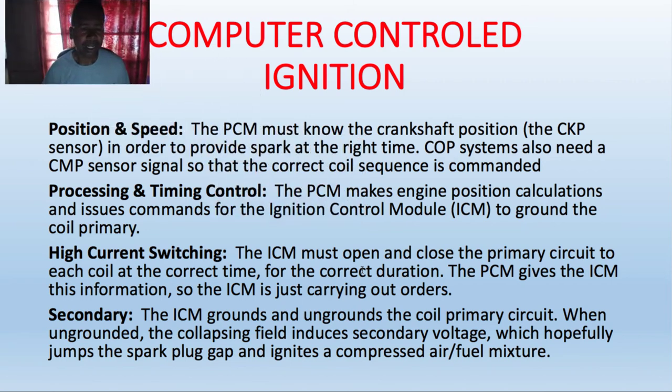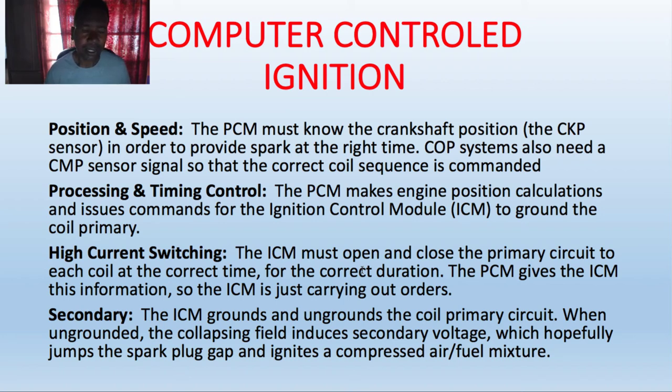In computer controlled ignition, the PCM must know the crankshaft position in order to provide spark at the right time. The coil system also needs a cam sensor signal so that the correct coil sequence is commanded. Processing and timing control: the PCM makes engine position calculations and issues commands for the ignition control module to ground the coil primary. That's what I said earlier. On a computerized car, you need inputs into the computer to know when to ground the primary circuit to control the current flow for the primary ignition circuit before it fires the secondary.